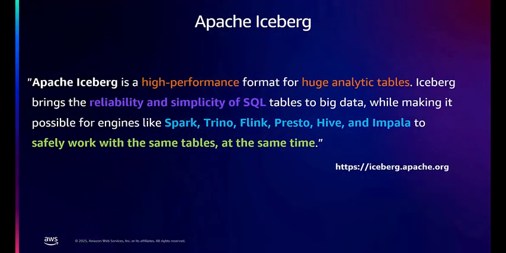Let's have a look at Apache Iceberg in particular. Apache Iceberg, as you can read, is a high performance format which supports huge analytic tables. What it does is bring reliability and simplicity, also possible for processing engines like Spark, Flink, Presto, etc., to perform analytical queries on top of it. It is also supported by ML and GenAI models as well.